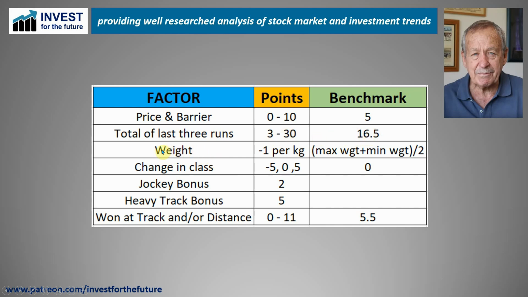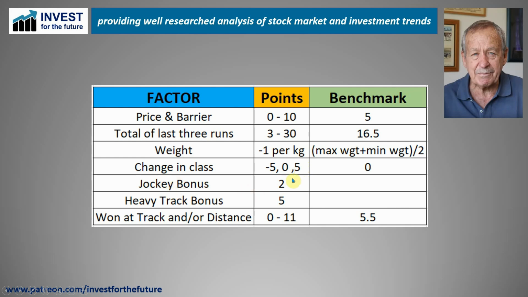As far as weight is concerned, there is 1 point per kilogram, and the benchmark is the maximum weight plus the minimum weight divided by 2, as I described just a moment ago. There are 3 class numbers. The change of class: if you're going up in class, then you have a penalty of 5 points. If you're in the same class, you get no points, and that's the benchmark. And if you're going down in class, then you get a bonus of 5 points.